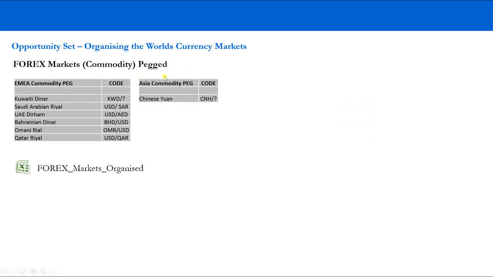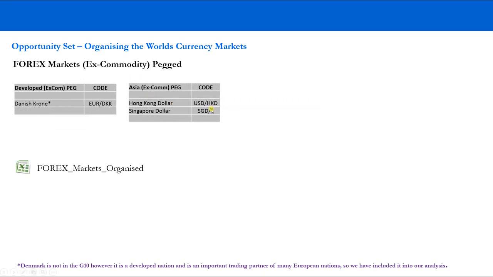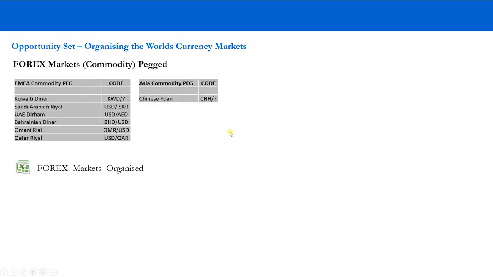And then the next part of our opportunity set, the commodity pegged, we break down as EMEA and Asia. So EMEA commodity pegged and Asia commodity pegged. And we have here in EMEA all of the GCC countries, and the only Asian currency that has significant exposure to commodities and is pegged is the Chinese yuan. And we have the question mark here next to the Chinese yuan, similar to the question mark next to the Sing dollar. Why is that?